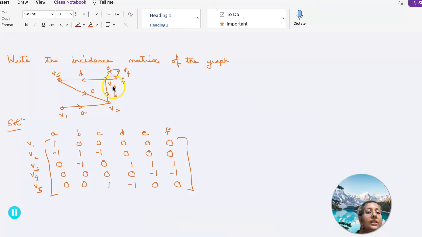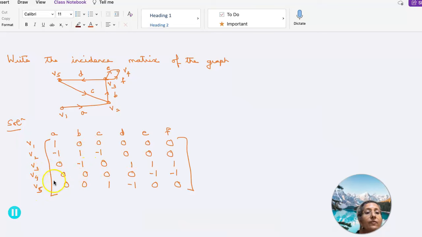If you look at V3, E is directed away from V3, F is also directed away from V3. So you put a 1 underneath E and F. D is also directed away from V3. So put a 1 under D. And you have B is directed towards V3. So put a -1 under B.